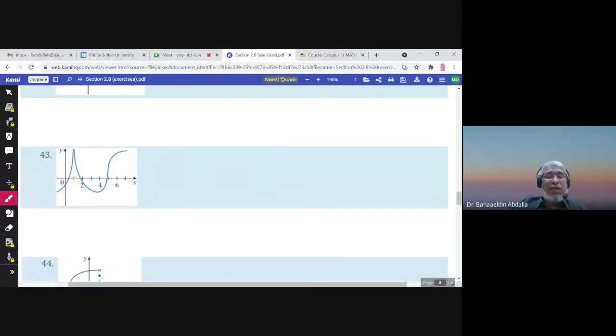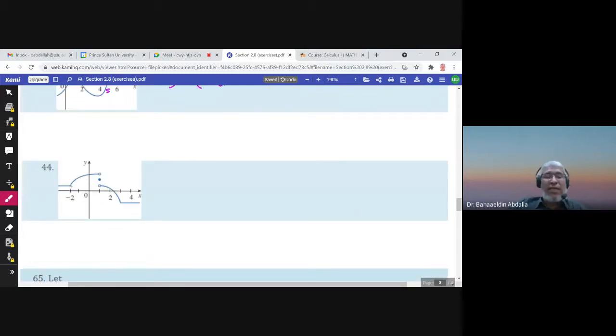Well, in question 43, at 1, it's not defined. There is a vertical asymptote here. So it is not continuous. I can say f is not continuous because it's not defined. Also, here at 5, there is a vertical tangent line. We said if there is a vertical tangent line, the slope of the vertical tangent line is infinity. So this is 5. If you try to sketch a tangent line at this point, it would be a vertical line.